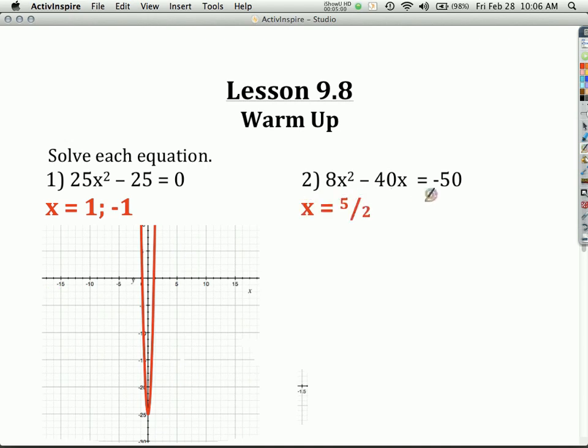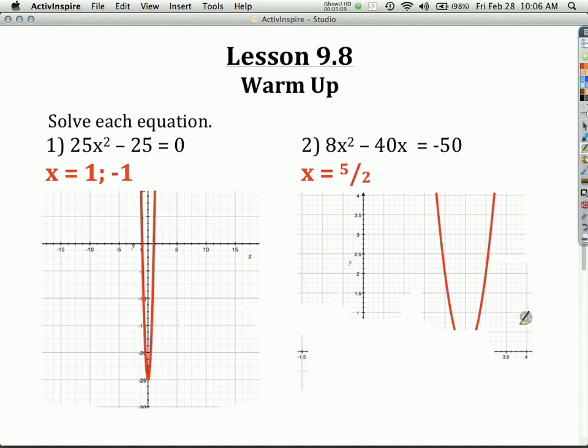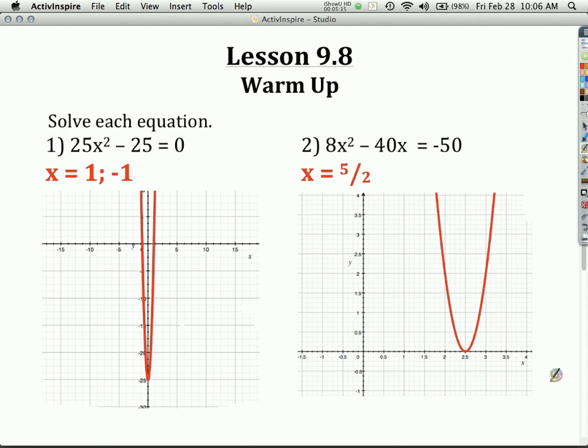Correct solution is 5/2. I want to show you what the graph of this looks like so you can see what's coming in the near future. Why is there only one solution to this graph when there were 2 to the other? Well, this is a parabola, and it only crosses the x-axis in one location, at the point 2.5, 0. The solution represents the point where the graph crosses the x-axis. So when you get one solution, you're talking about a parabola that touches only once.